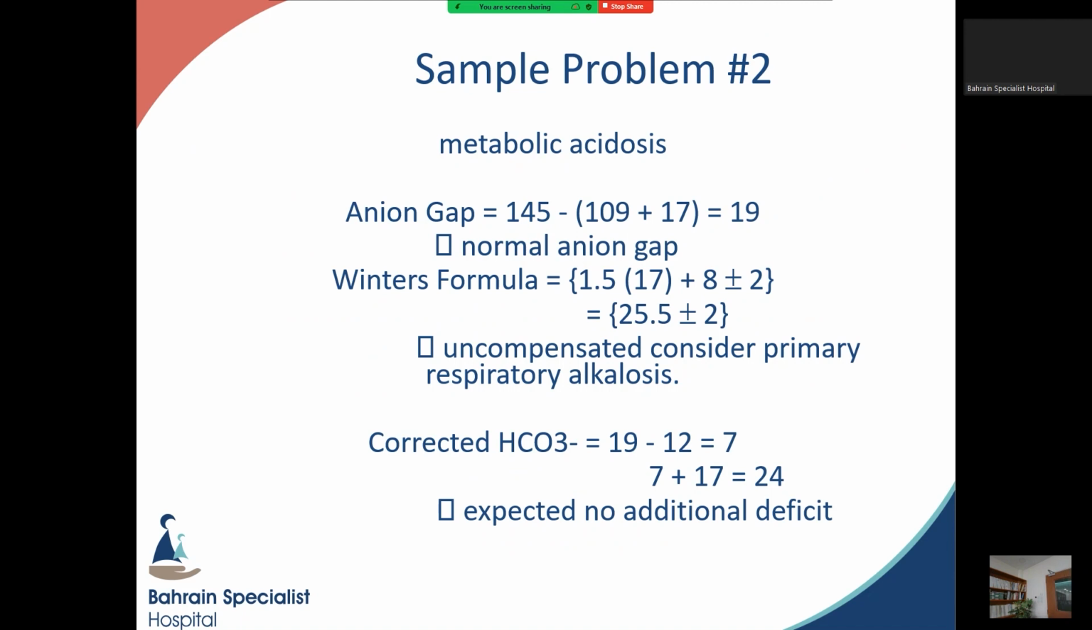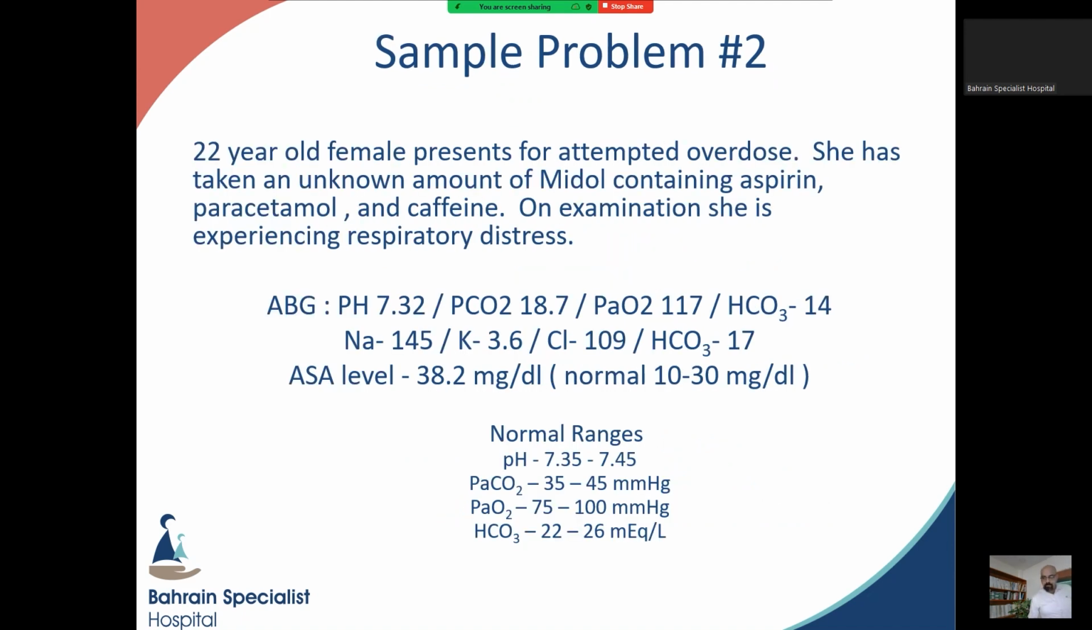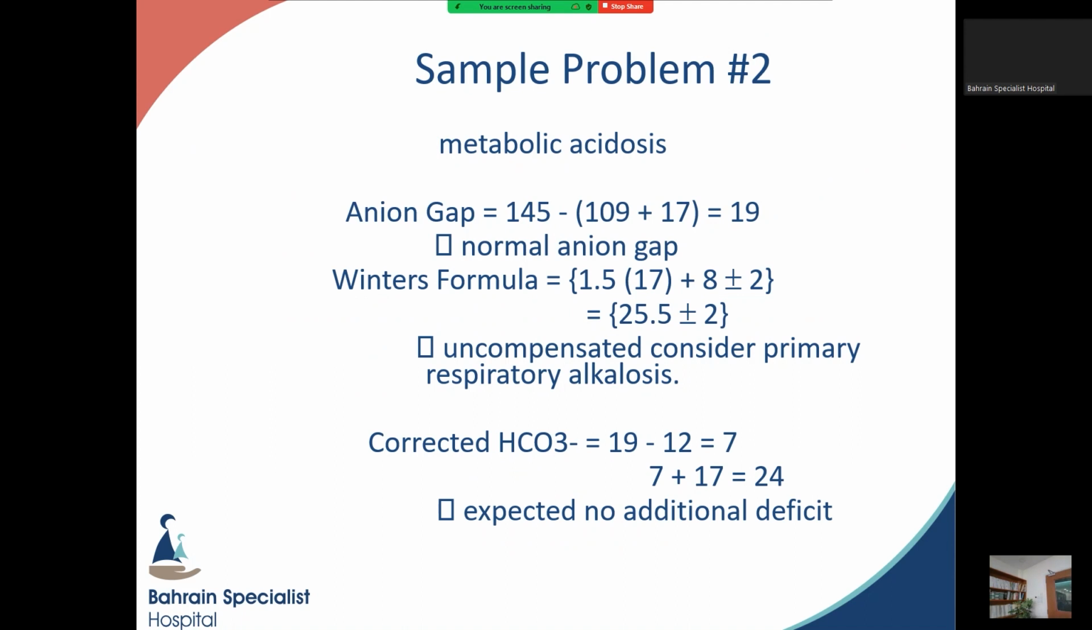So I'm dealing with metabolic acidosis. Winter's formula: 1.5 times HCO3 plus 8, plus or minus 2, 25 plus or minus 2. So here, how much is my PCO2? 18. By Winter's formula, I reached 25 plus or minus 2, so 27 or 23. So it's below, it's uncompensated. It's not in the range of the 18. And it's below. When it's below like this, 25 or 27, then it's uncompensated, and we consider a primary respiratory alkalosis, which is the case.